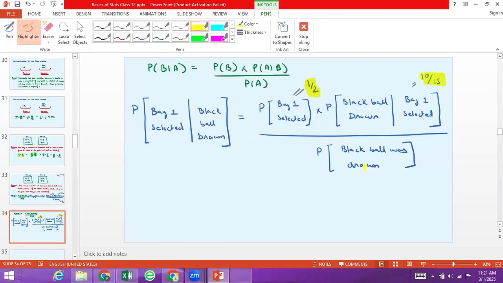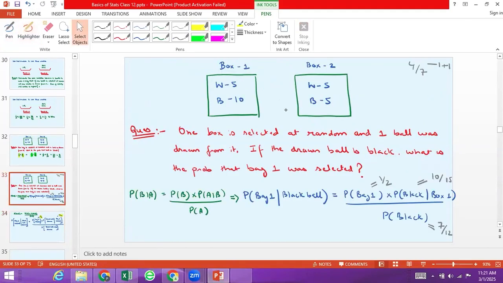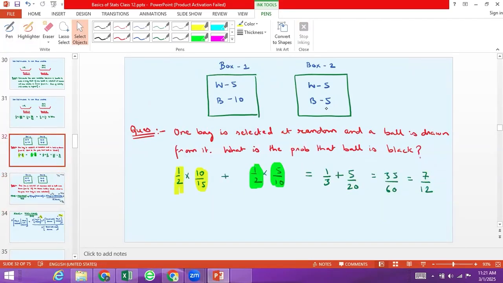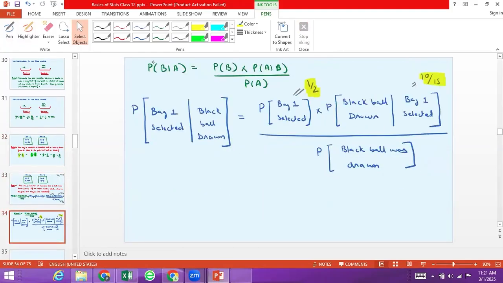10 by 15. What is the probability if nothing is given to you? Just simply, in the same scenario, two boxes are there. One box has 10 black balls, another box has 5 black balls. One box is selected at random. What is the probability a black ball will be drawn? That we calculated in the previous one: 7 by 12.